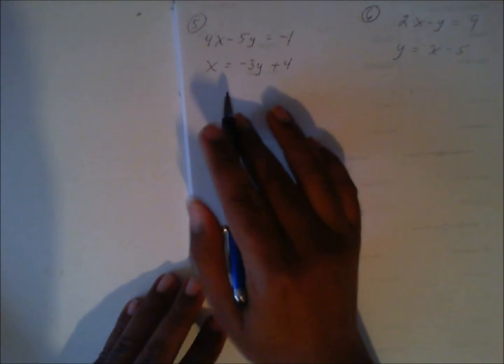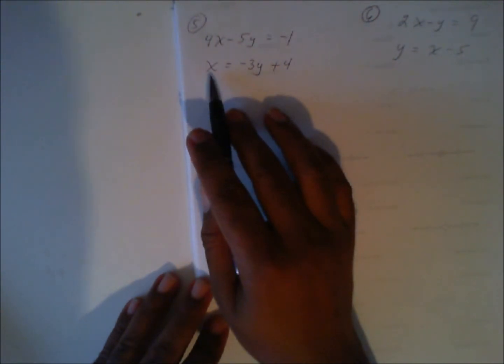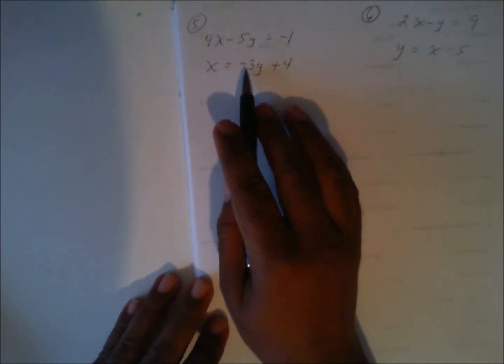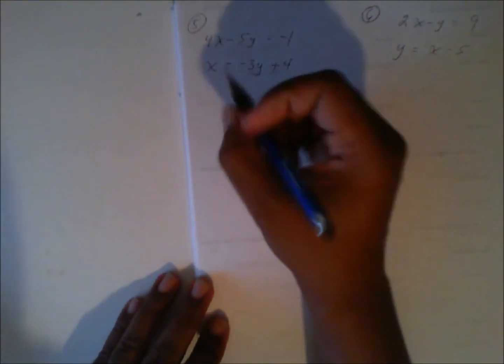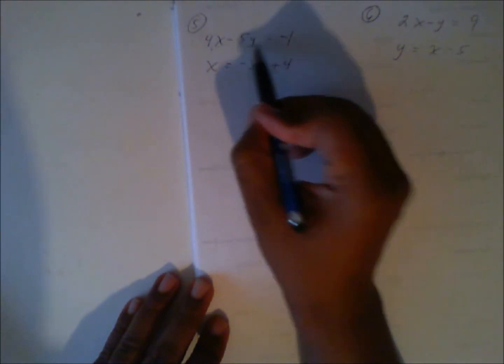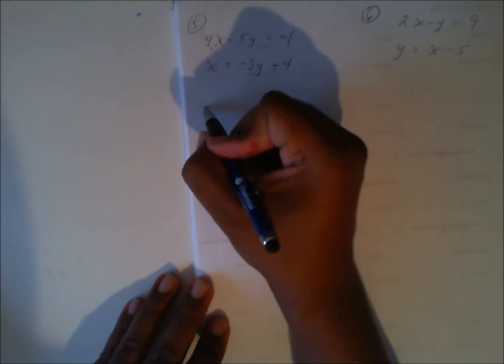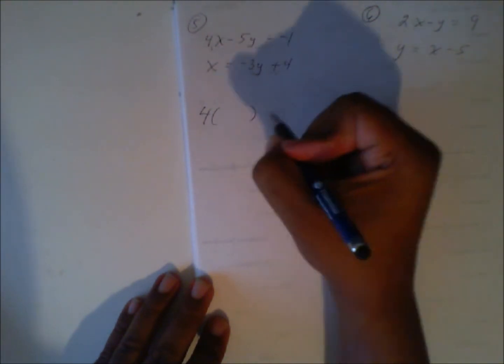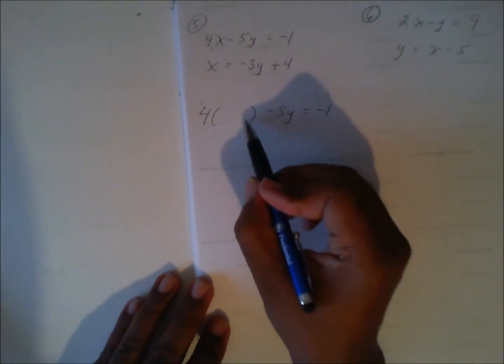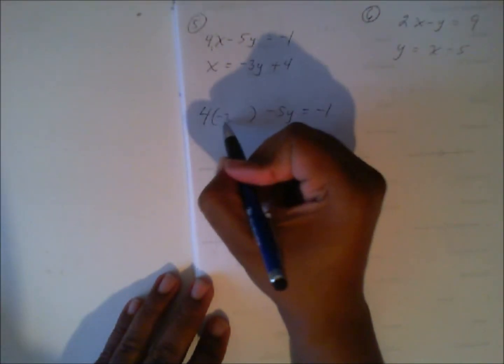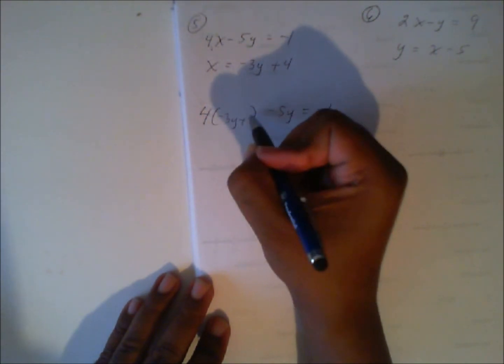Number 5. Our substitution will be x. X is isolated and will become negative 3y plus 4. So we'll take the 4x minus 5y equals negative 1, 4 followed by parentheses, minus 5y equals negative 1 here. And what goes in the parentheses will be the negative 3y plus 4.